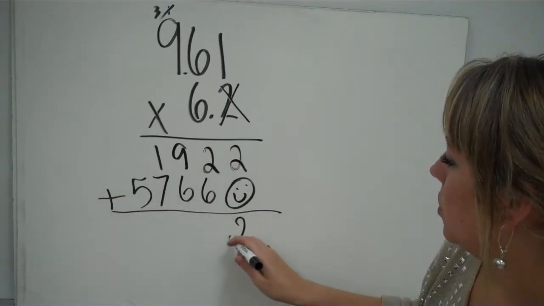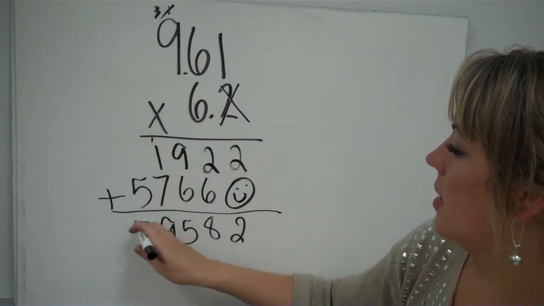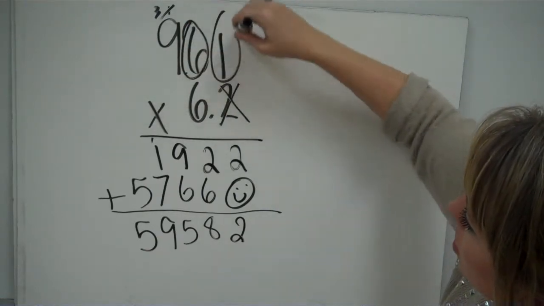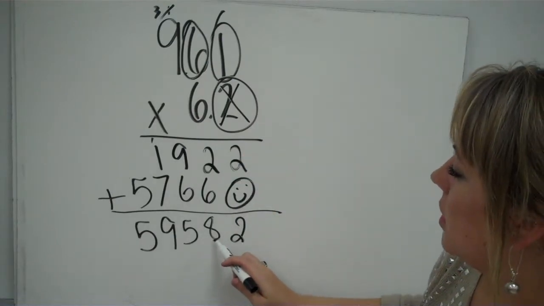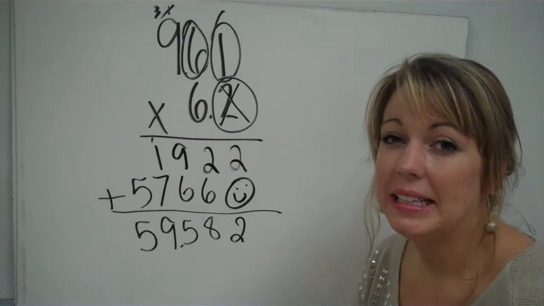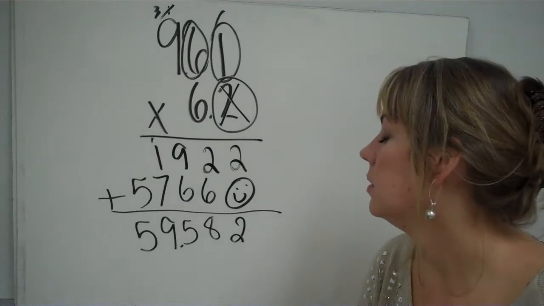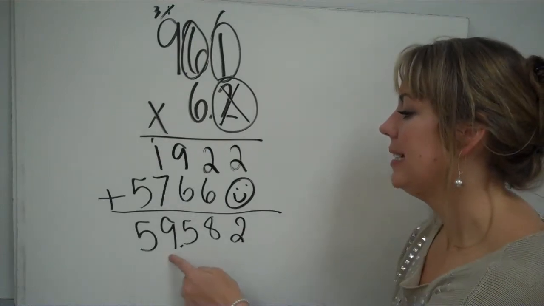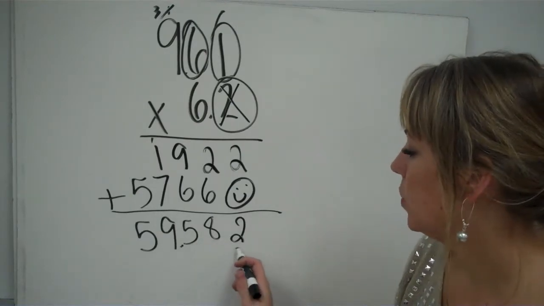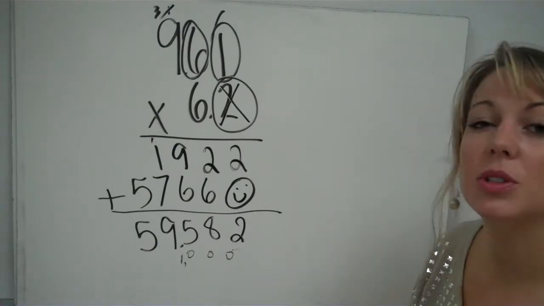Add it up, 2, 8, 15, 9, 5. How many are behind the decimal in the question? 1, 2, 3 total. So 1, 2, 3 are behind it in my answer. Can you say this answer out loud correctly? Go ahead and try. 59 and 582 thousandths. And if you can't remember what this place is called, remember that imaginary 1 here and zeros for each place. And what number do you have there? 1,000.